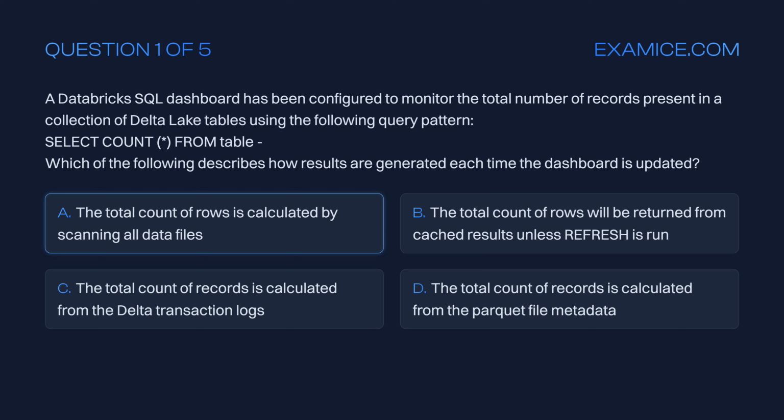Option A. The total count of rows is calculated by scanning all data files. Option B. The total count of rows will be returned from cached results unless refresh is run. Option C. The total count of records is calculated from the Delta transaction logs. Option D. The total count of records is calculated from the Parquet file metadata.